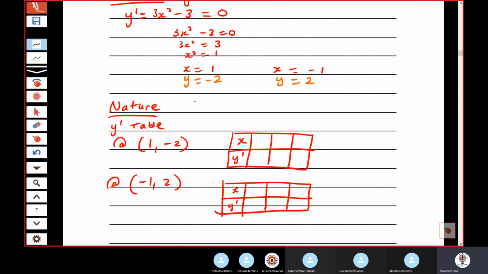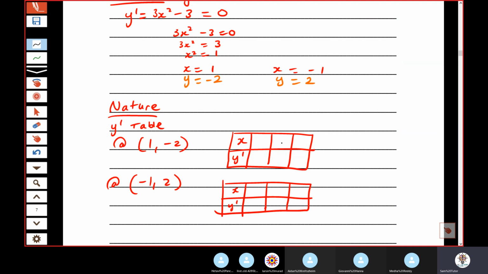And what are we trying to obtain from the y dash table, essentially? What did we find before? Yeah, you want to find its minimum, maximum, or point of inflection, whatever. That's the whole point of this y dash table, because it gives us the gradients, right?